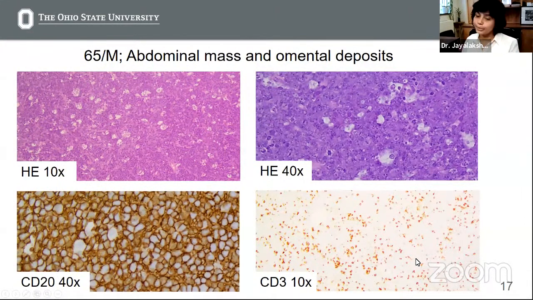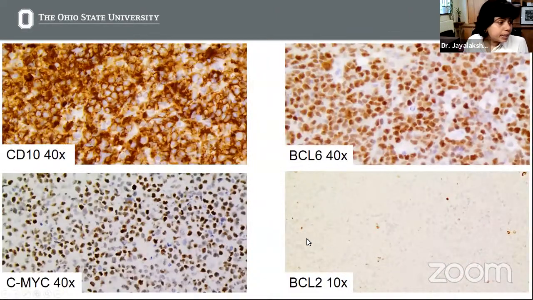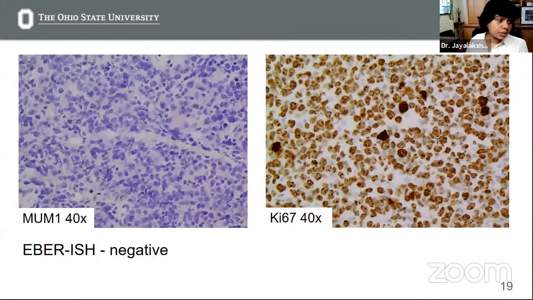We are talking about B-cell lymphomas again. They are CD10, BCL6 positive. They express MYC and BCL2 is negative. MUM1 is negative and Ki67 shows a very high proliferation rate. EBER is negative. I'm sure now the first year PGs are screaming the diagnosis. But wait.